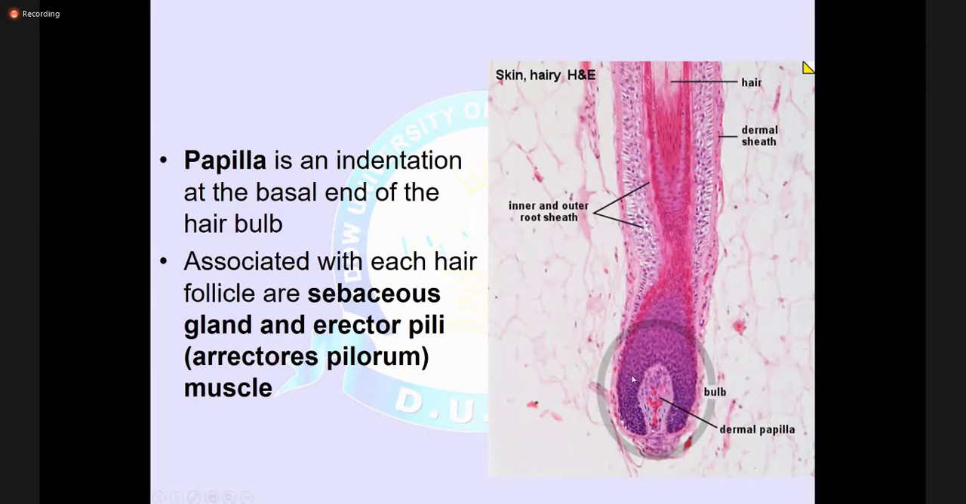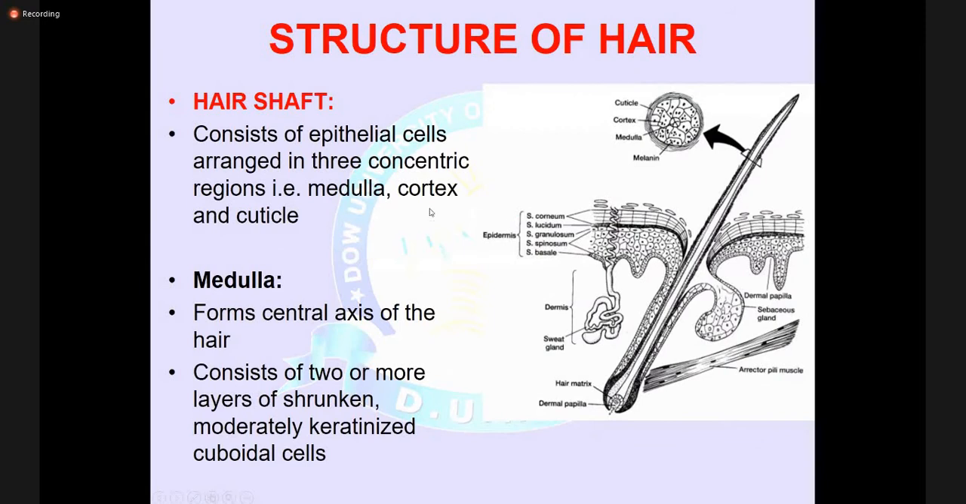And in the center, it is penetrated by the blood vessels and filled with the connective tissue matrix. And this is named as dermal papilla. So papilla is nothing but the indentation at the basal end of the hair bulb, right? So this is the bulb and this is the indentation. Associated with the hair follicle are the sebaceous gland and the arrector pili muscles, we already know about them. Now the structure of the hair in detail.